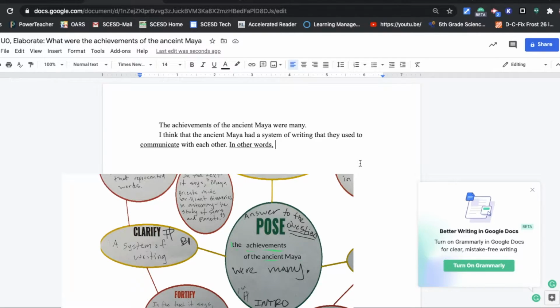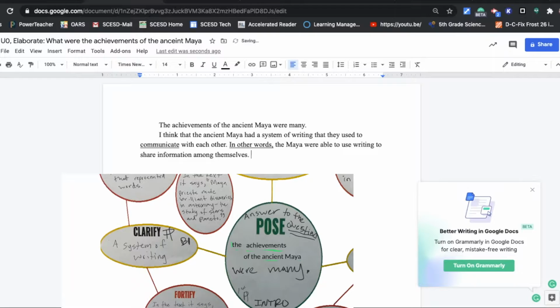So, in other words, the Maya were able to use writing to share information, because that's what we do, right? That's what they did, share information with others, or among themselves.